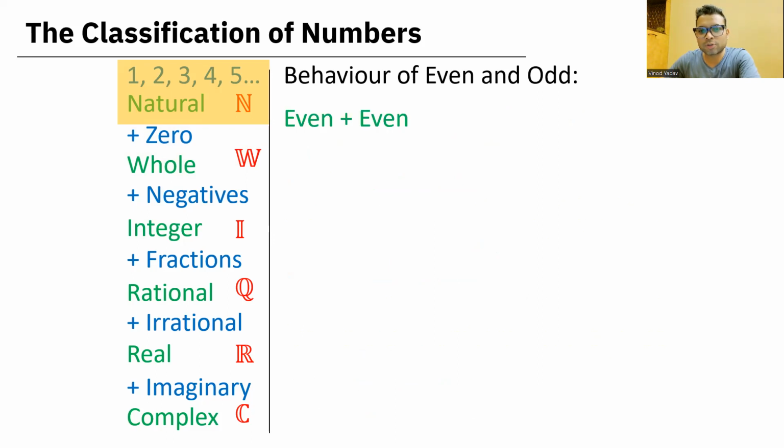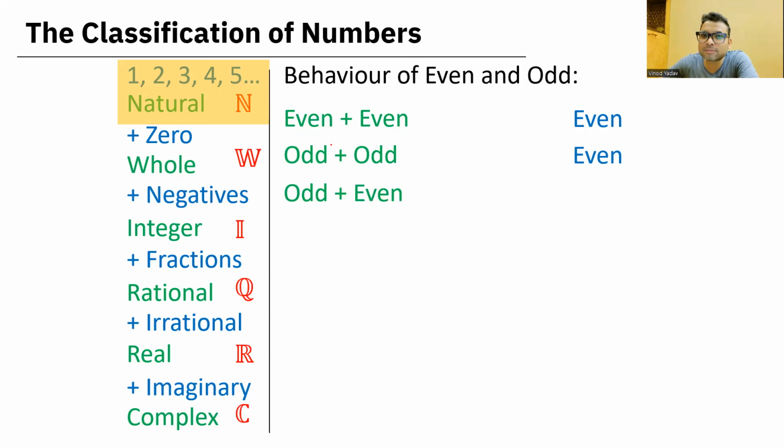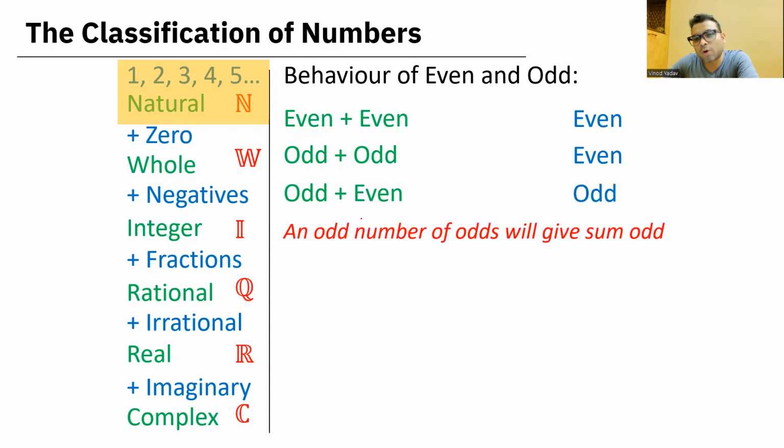Okay. Chalo, behavior, again, very important logical point. So even plus even, yes, even. Odd plus odd, you can simply take any number and check it. Yes, even. Odd plus even, of course, odd. So odd number of odds will always give the sum as odd.